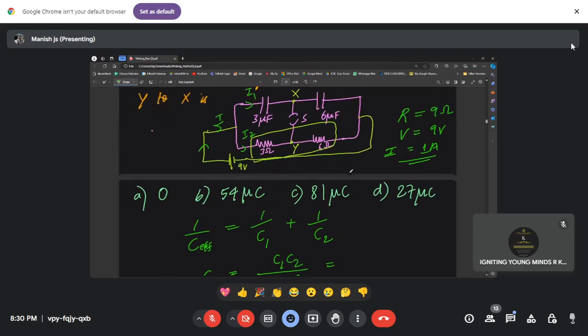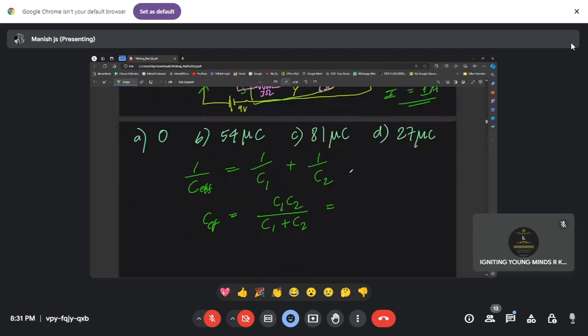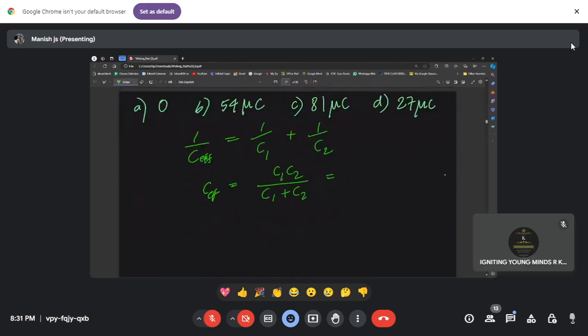So what is C1 C2? 3 into 6, right? 3 into 6 upon 3 plus 6, which is 9. Okay, so I can go for a simplification. 3 ones are 3, 3 threes are 9, and 3 twos are 6. So how much is the effective capacitance of this combination? It is 2 microfarad. Are you getting it?